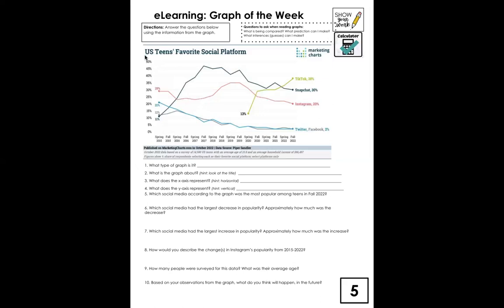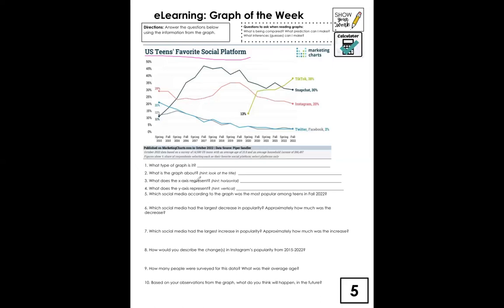So when we think about what the graph is about, we look at the title. It says US teens' favorite social platform. Now, when I see that word social, I look over here and it says TikTok, Snapchat, Instagram. So now I'm realizing, hey, these are social medias that we are talking about, and specifically teens' favorite.